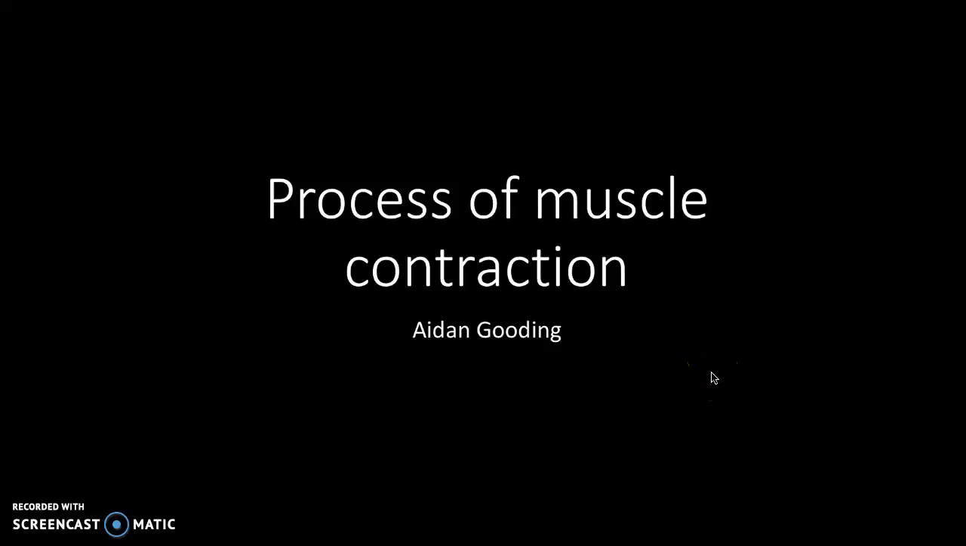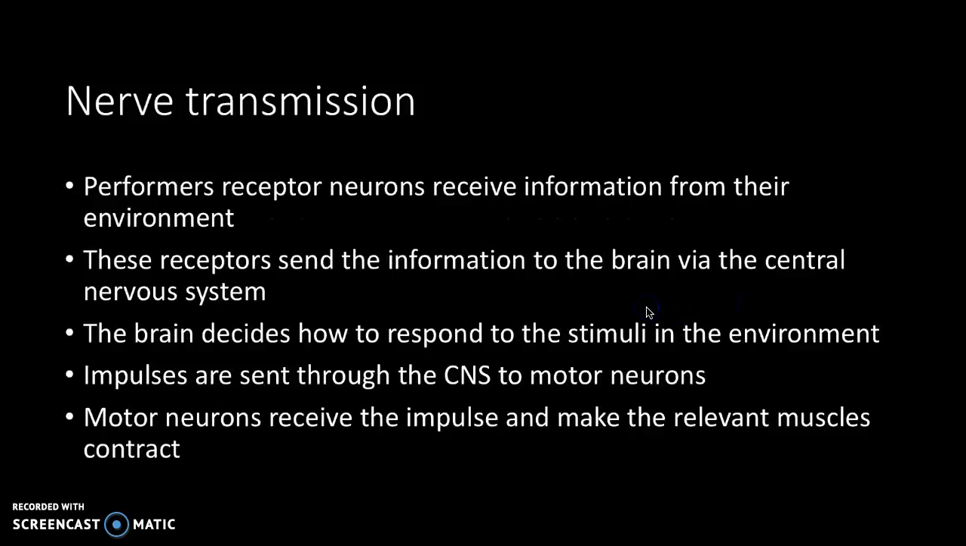Today we're looking at the process of muscle contraction, which will include the sliding filament theory. And this starts with nerve transmission. So performers have receptor neurons which receive information from their environment, such as stimuli. These receptors send the information to the brain via the central nervous system.